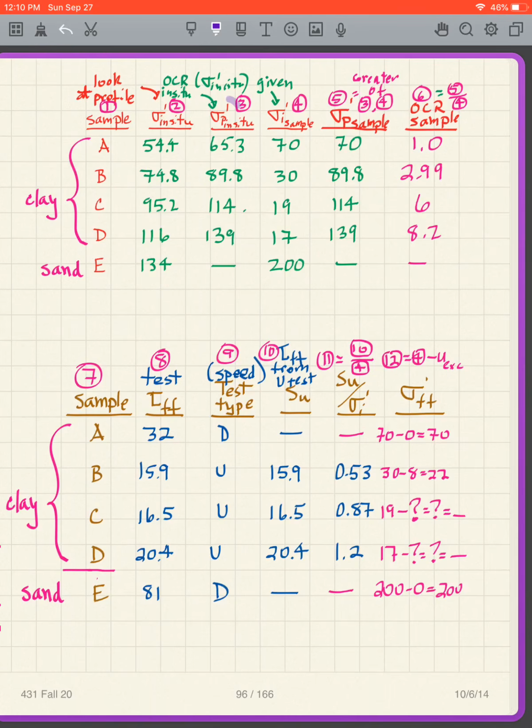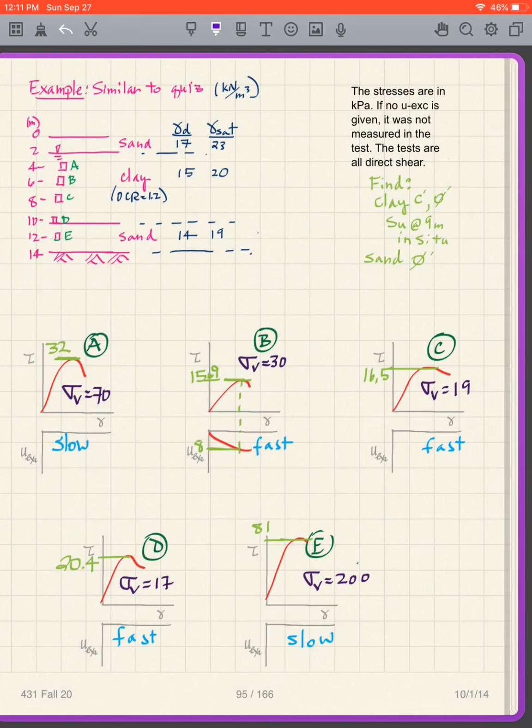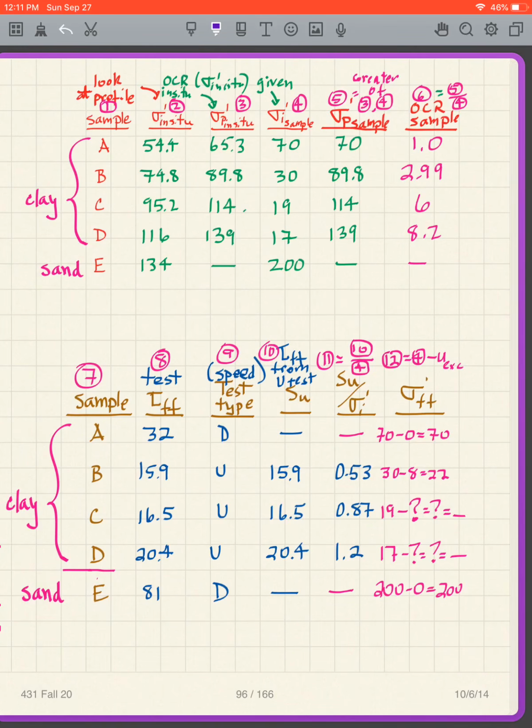Now I want to get what is my sigma prime P in situ. In other words, what is the greatest stress that the soil at that location has felt? Well, I've given you the OCR in situ, and the OCR in situ that I gave you is 1.2. So I simply do 1.2 times 54.4, that's 65.3. 1.2 times 74.8 is 89.8. And the sand, of course, doesn't have an OCR, so we're not going to put it in there. So I get my sigma prime P in situ.